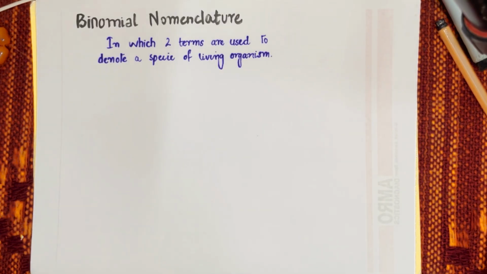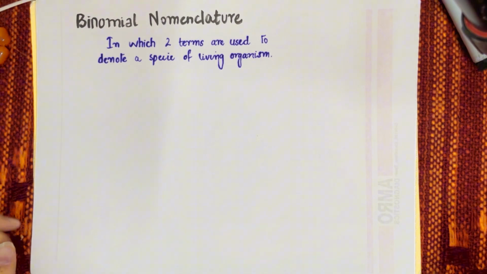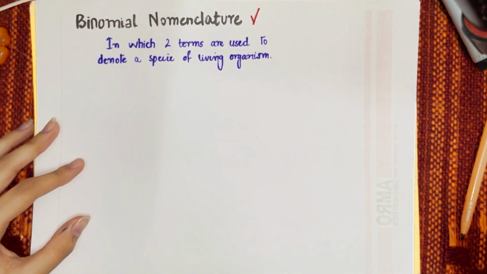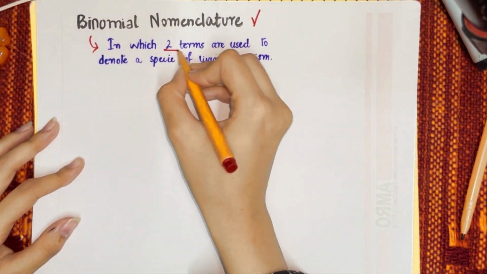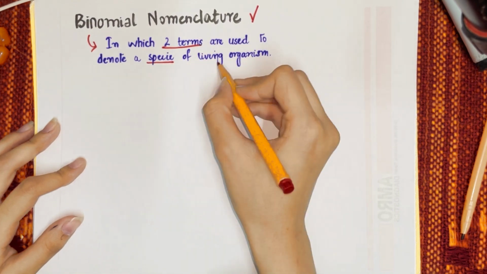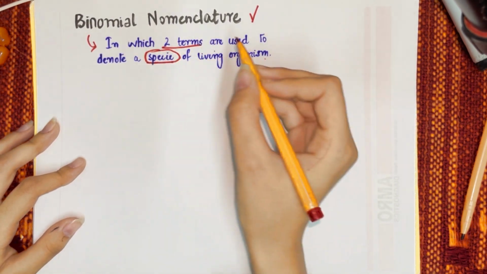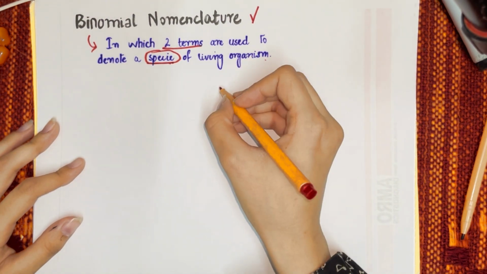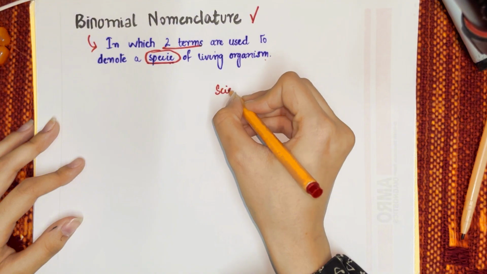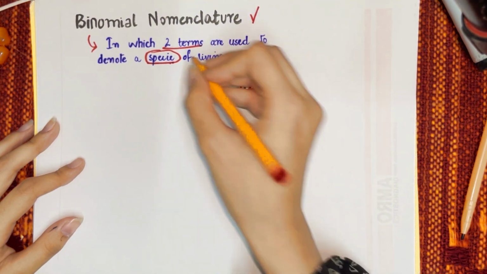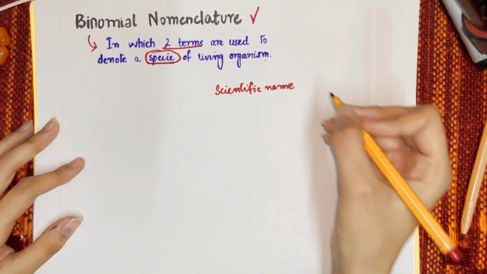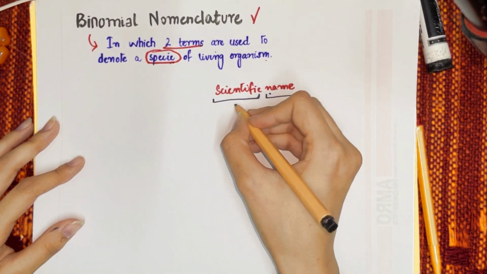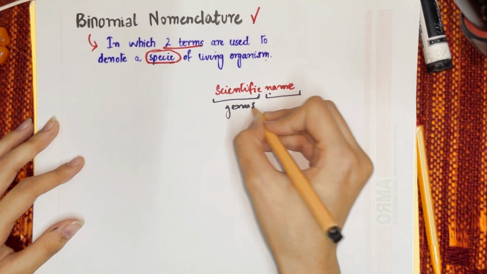Now that we have discussed the species in detail, let's come on to another topic, that is the binomial nomenclature. It is basically defined as a system in which two terms are used to denote a species of living organism. Now you're well aware of the term species, so how is a species named with the help of two terms? Let's say there is a scientific name. What does this definition tell us? That the scientific name has the name of a genus and the name of a species.